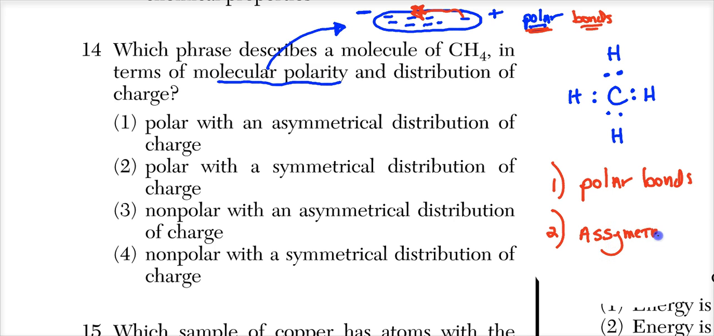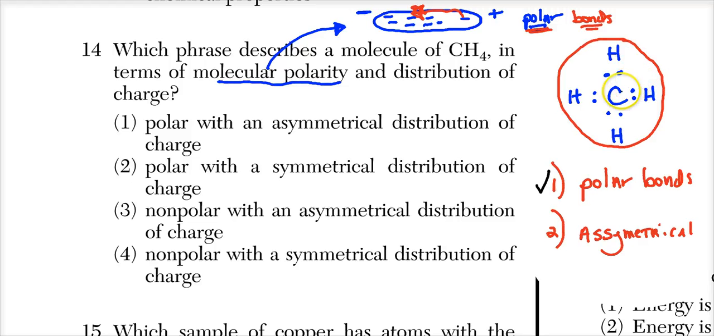Asymmetrical. Now, why? If you're asymmetrical, that means you're not the same all the way around. Now, look at this example. CH4 is very symmetrical. Yes, it has polar bonds, so the first requirement has been met, but the second requirement has not been met because it is symmetrical. It's the same all the way around, which means what? Even though it's sharing unequally, it's sharing unequally in all directions. So therefore, there's no different side.